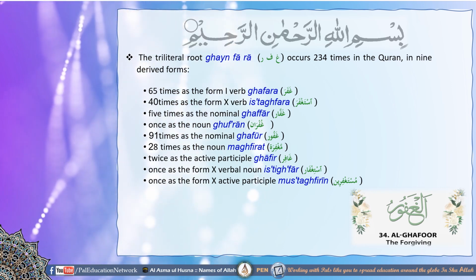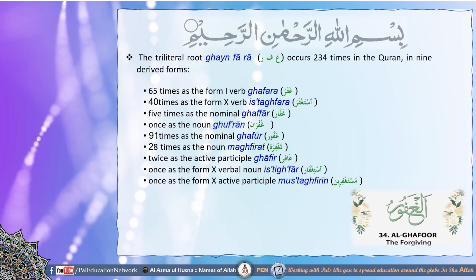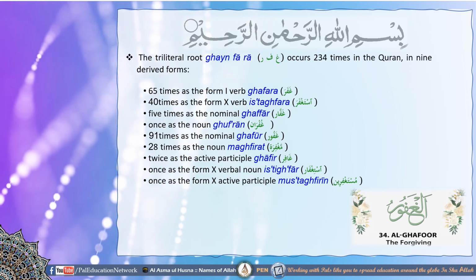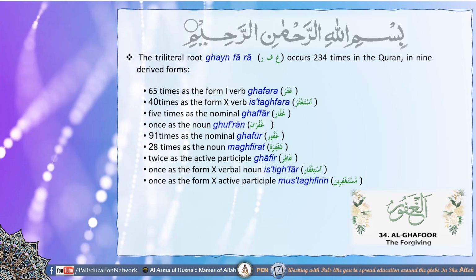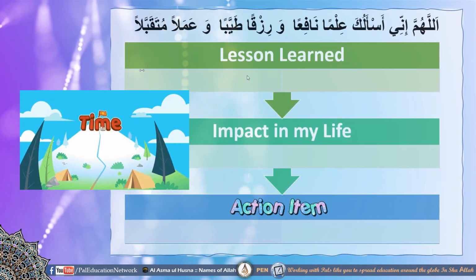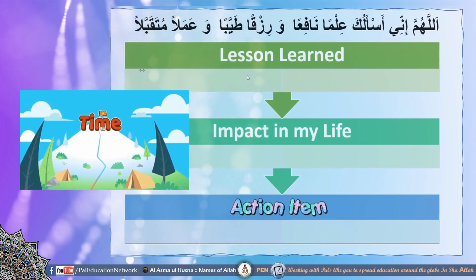So ista means seek, and ghafara means to cover up. Ghafara basically means to cover up, and istaghfar is when you're covering up some sins. So these are some common words that you see here. They are in 9 derived forms that we see. Now you can look up this name and listen to it in more detail.